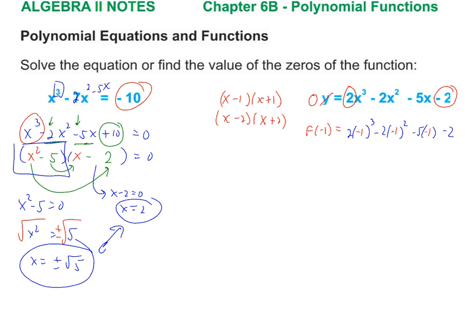Okay, first term, -1 cubed is a -1 times 2 is a -2. Second term, -1 squared is 1 times -2 is a -2. Third term, -5 times -1 is a +5 minus 2. What in the world happened? I don't like it. It was supposed to work. What did I do?